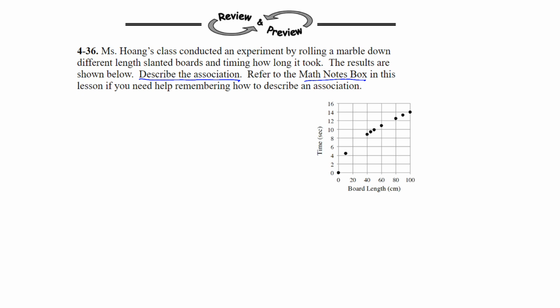What we're looking for is, is it linear? Is it non-linear? Is it positive? Is it strong or weak? Looking at what's going on here, it does somewhat look linear right here, but it starts down at 0, 0. So then it almost has more of a curve there. So it does appear to be non-linear.